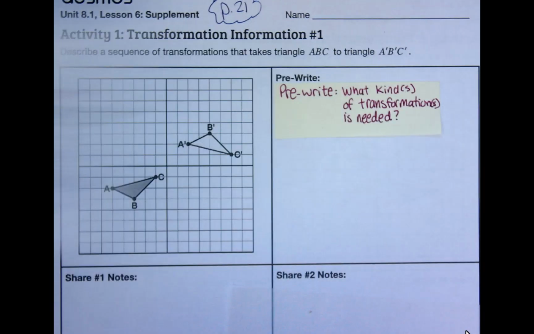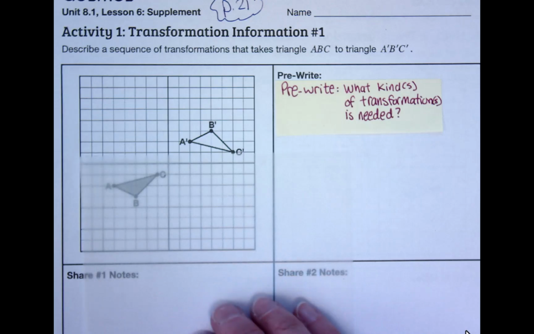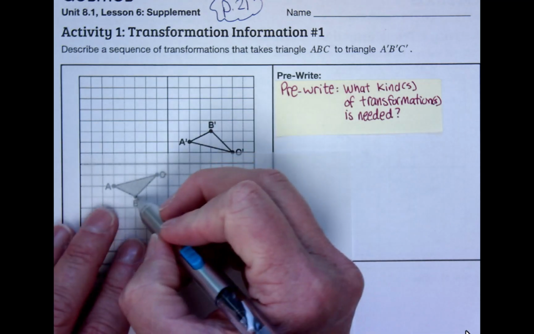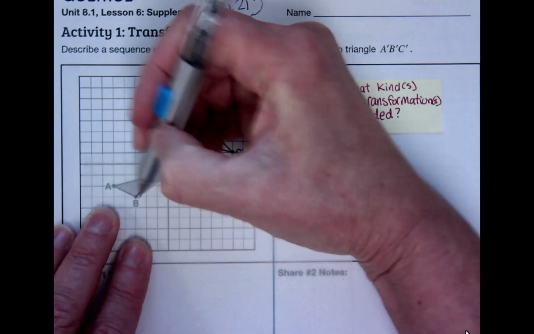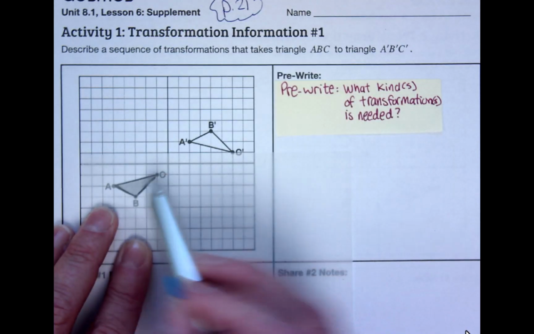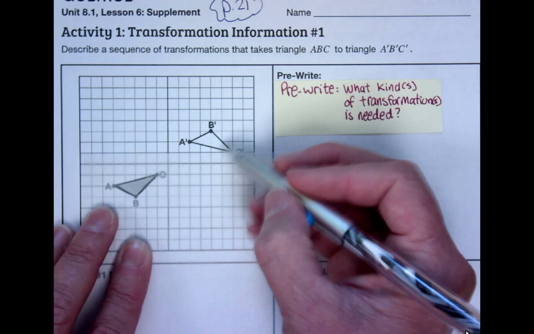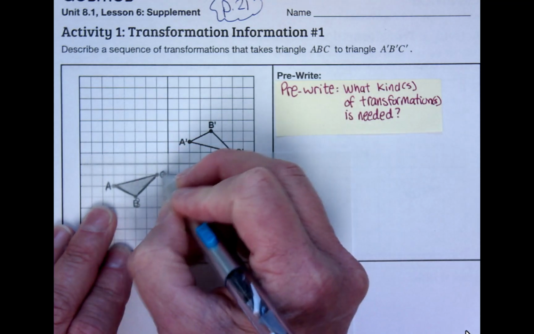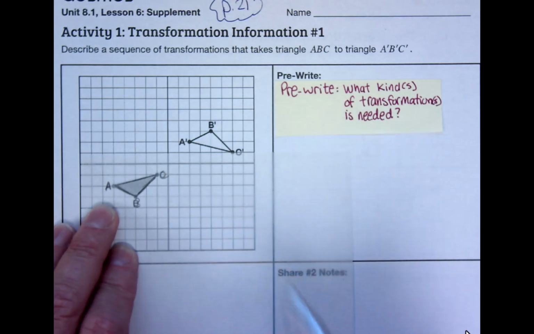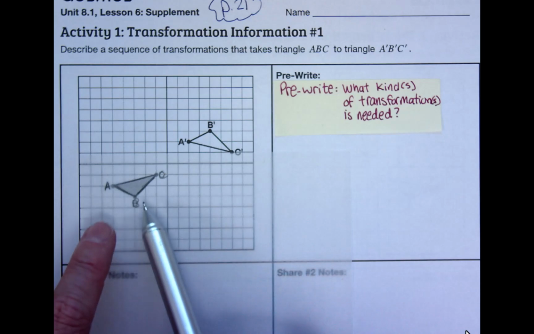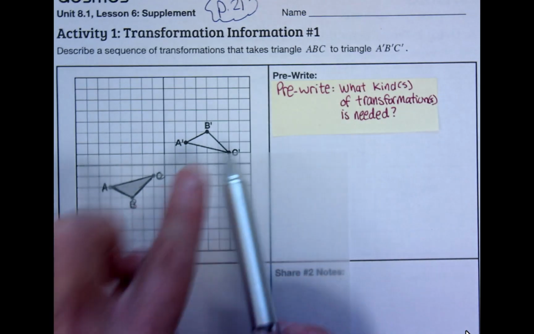So I'm going to grab some patty paper. I'm going to trace the pre-image. And as you're tracing the pre-image, also include which point is A, which point is B, and which point is C, because those have to land on the correct points in the image. So here's A, here's B, and here's C. So I'm just going to work with this paper for a moment and see what I need to do to fit this figure on top of that.